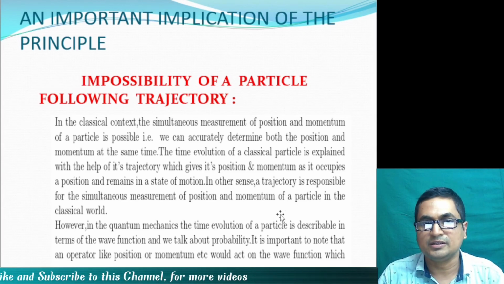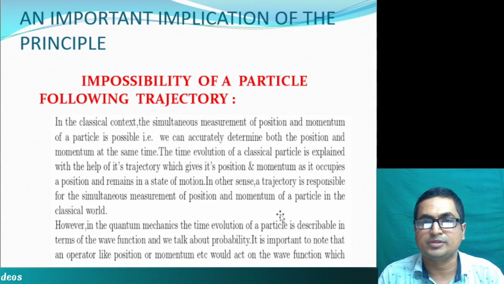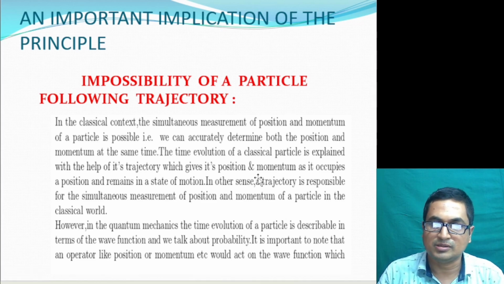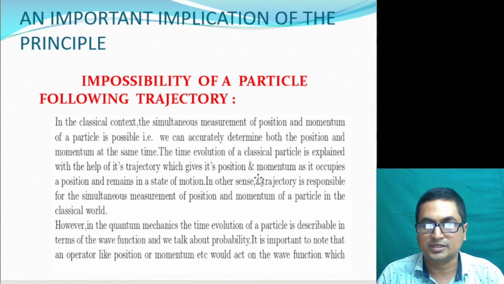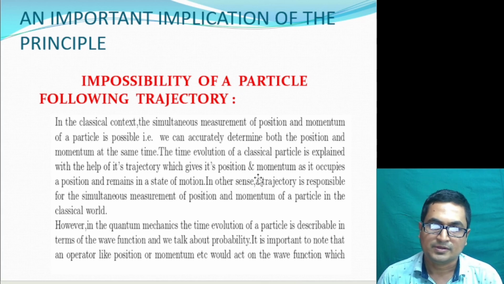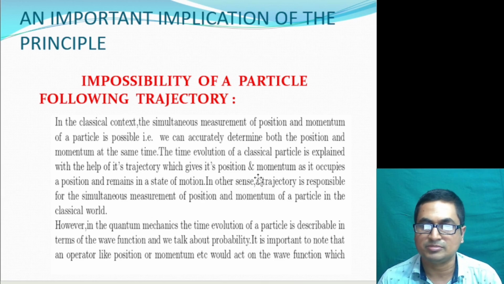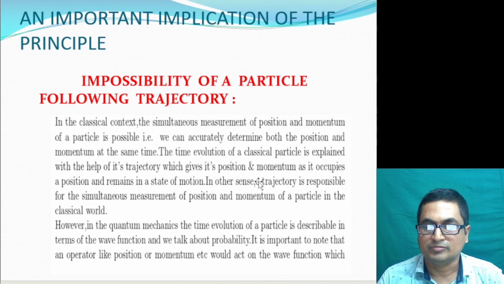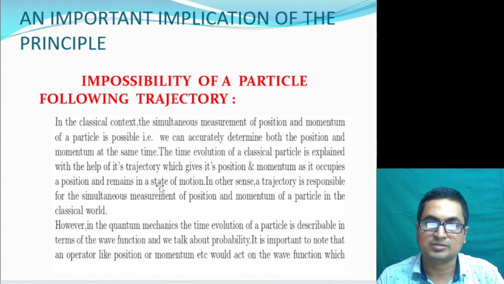Now, regarding one particularly important implication of the principle, we can discuss the particle trajectory. In classical mechanics we usually discuss a particle in terms of its trajectory, and simultaneous measurement of position and momentum is possible there, because in the classical case we see the position as a function of time, and the time evolution of the position gives us some trajectory, and that trajectory ultimately gives us position and momentum.